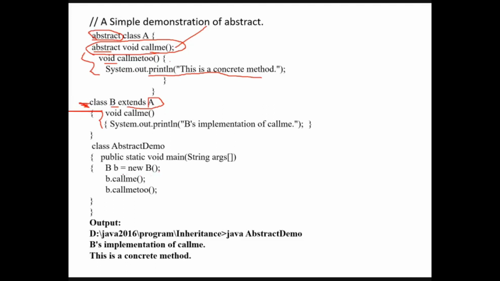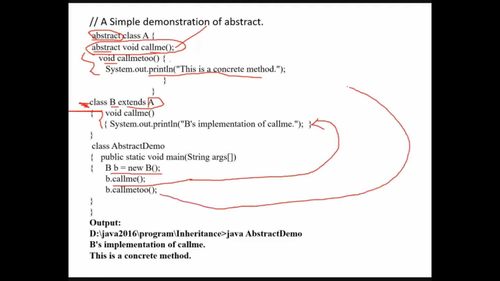Okay. So now here I have created an object for class B, and by using the B class object, I'm calling both methods. This function call will call this method, and this one will call this function. So first it will print B's implementation of call me, and next it will print this is concrete method.